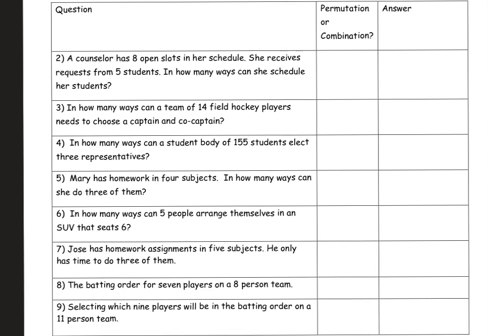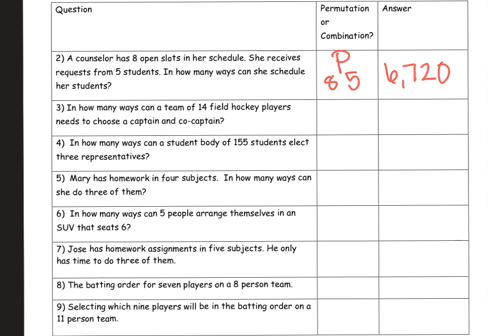So for number 2, a counselor has 8 open slots in her schedule. She receives requests from 5 students, and how many ways can she schedule her students? Now, this is going to be permutation because order matters here. It matters, okay, because students have specific names and we can't just see random people, okay? So it's going to be 8 permutation 5, and you should get 6,720 as your answer.